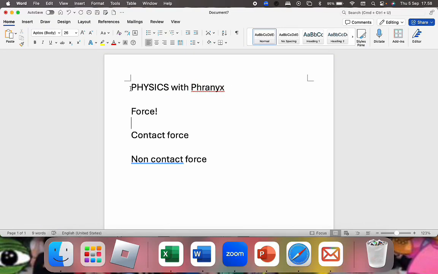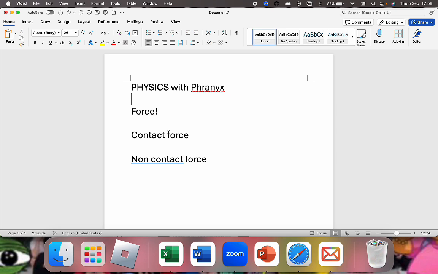Today, I, Phronix, will explain to you physics, specifically force, because some people have been requesting me to do this. So first things first, force is divided into two parts. I'm basically just gonna go over the theory real quick. So there's contact and non-contact, pretty obvious from the name, quite self-explanatory.